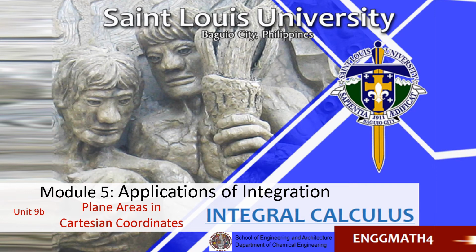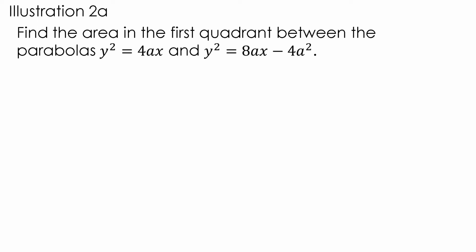Plane areas in Cartesian coordinates will be solved more in this unit. Let us solve the area in the first quadrant between the parabolas y squared is equal to 4ax and y squared is equal to 8ax minus 4a squared.